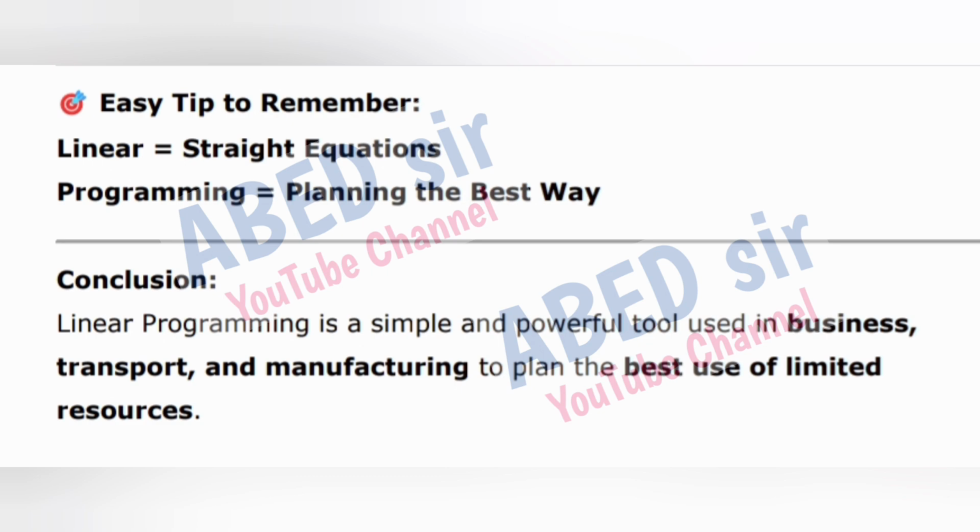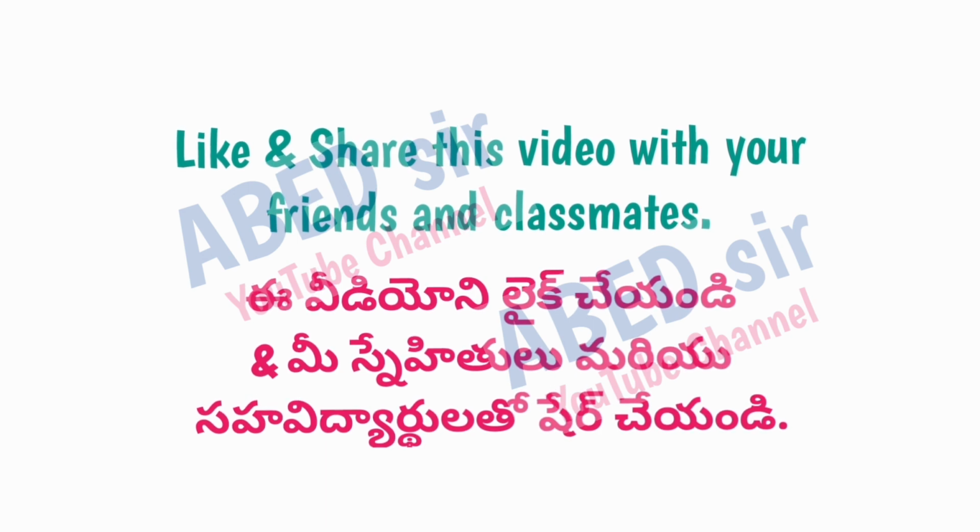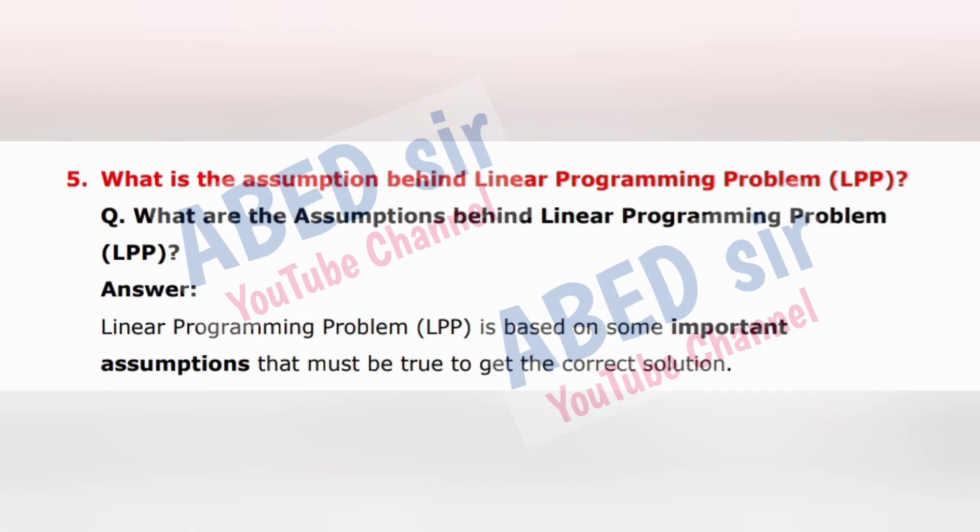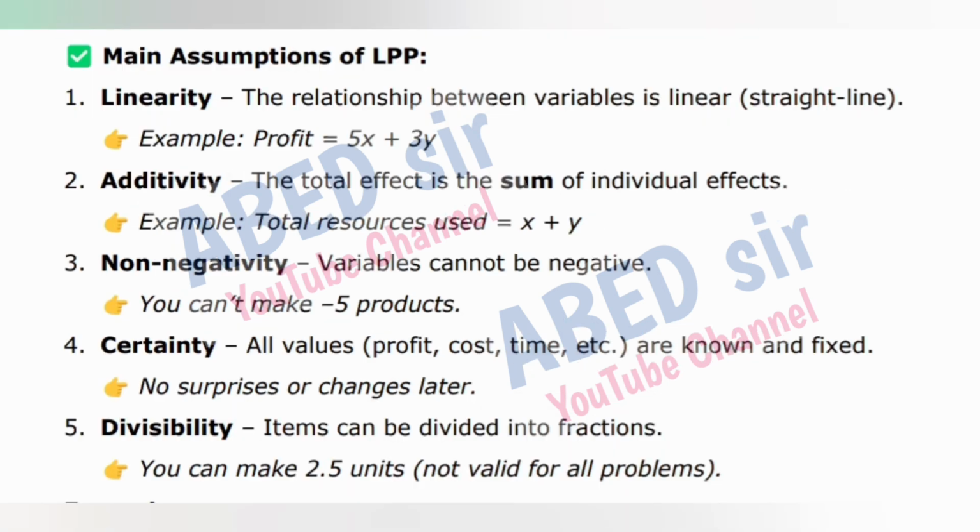Next important short question is: 5. What are the assumptions behind linear programming problem, LPP? Answer: linear programming problem, LPP, is based on some important assumptions that must be true to get the correct solution. Main assumptions of LPP: 1. Linearity. The relationship between variables is linear, straight line. Example: profit is equal to 5x plus 3y.